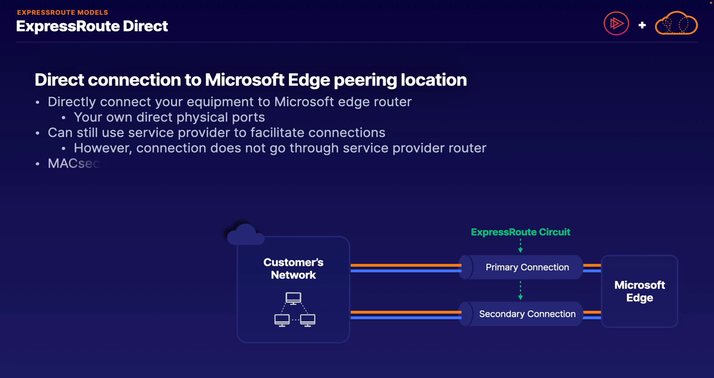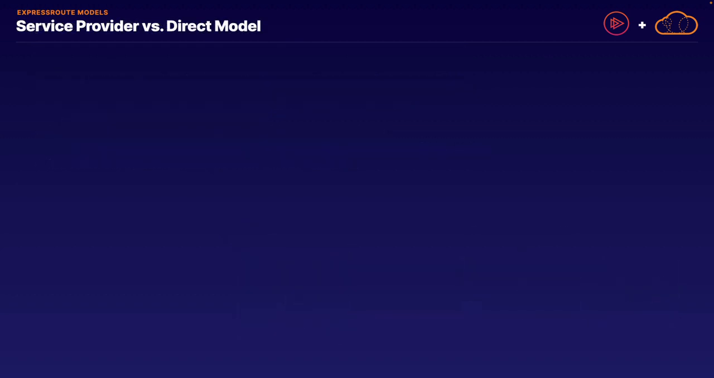And finally, revisiting our previous lesson on encryption. When using the ExpressRoute Direct model, this gives us the ability to use MACsec encryption, which is a layer 2 encryption protocol. Next, we'll move on to a quick comparison of our service provider models, compared with our direct model.